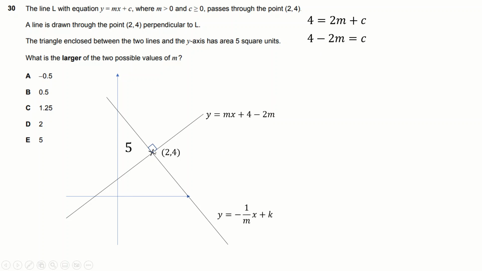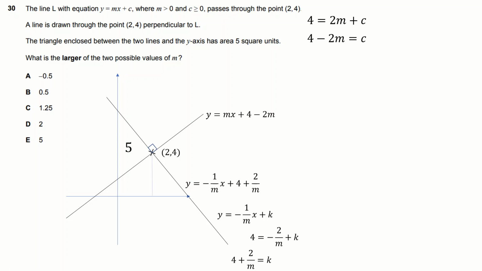So it's perpendicular, right? So the gradient is going to go from m to minus 1 over m. But this also goes through (2, 4). So I'll put in (2, 4) again and rearrange, and I'll get this for k. And so I can say this line is this here. And how is any of this helpful to me?